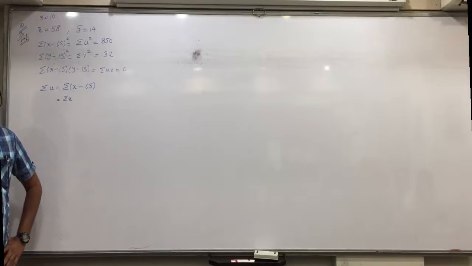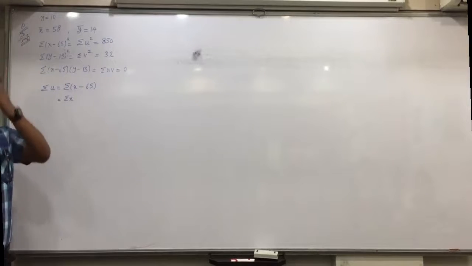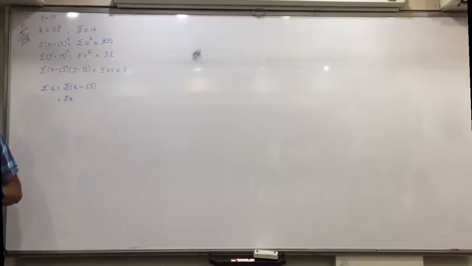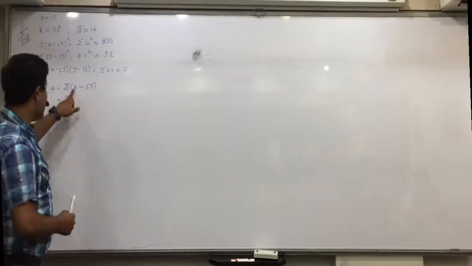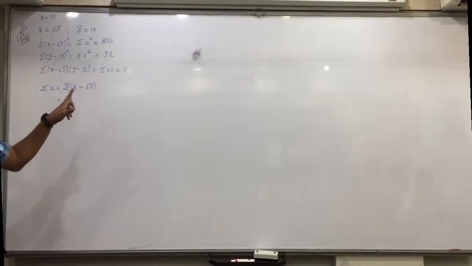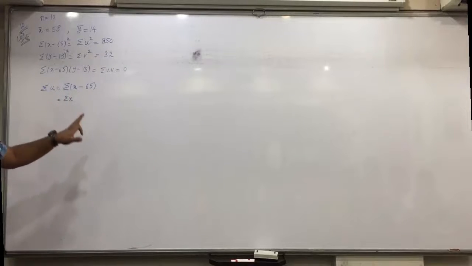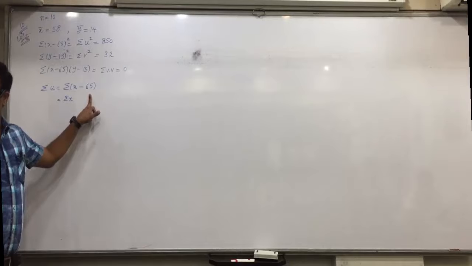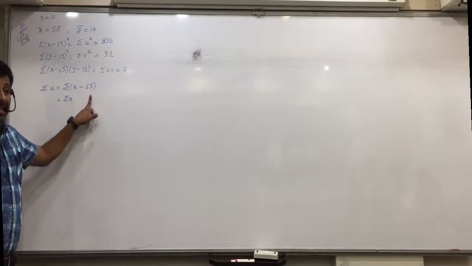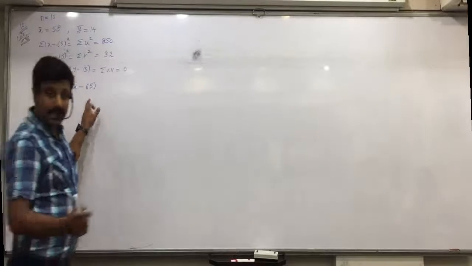Yes? Plus 60. No. It will become n into 65. Do you remember? X is a variable which keeps on changing. The values of x all are different. But 65 is a constant number, means all the values will be 65.